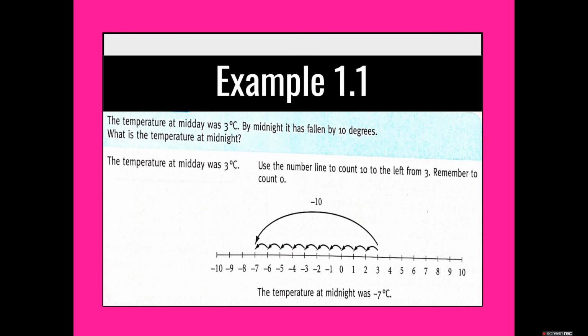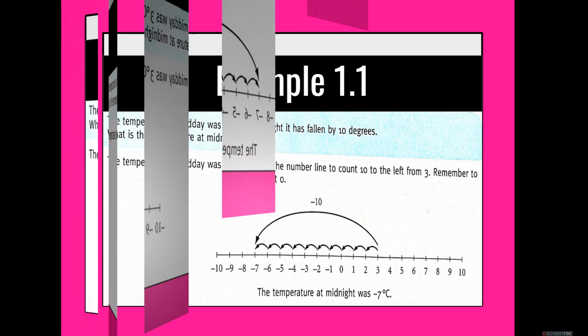Let's apply negative numbers in measuring temperatures. Example, the temperature at midday was 3 degrees Celsius. By midnight, it has fallen by 10 degrees. So what is the temperature at midnight? We may use the number line to count 10 to the left from 3. Don't forget to count 0 also. That is why we will get negative 7 degrees Celsius as the temperature at midnight.